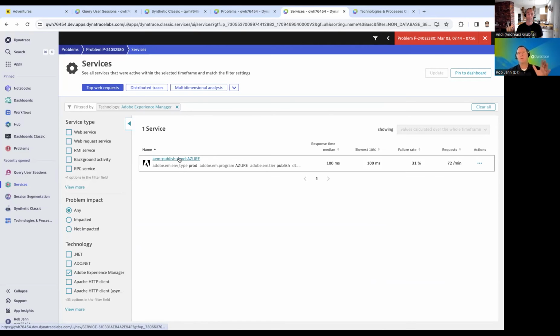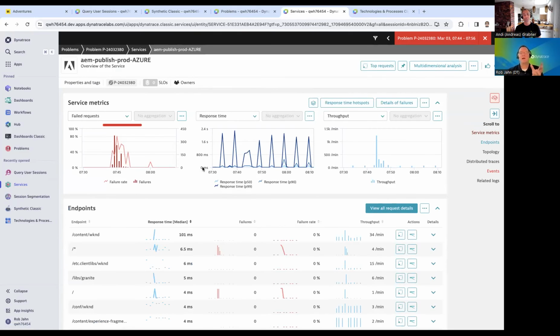So I know that was a mouthful of things, but essentially what this means to you as an operations person is you're now seeing the actual Adobe service itself coming out of one of these containers.